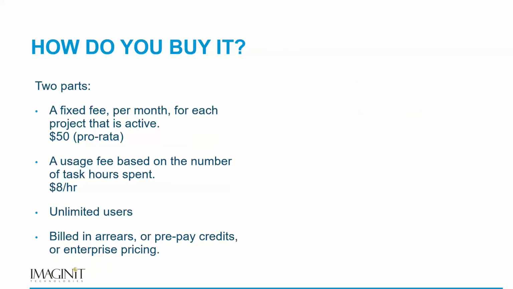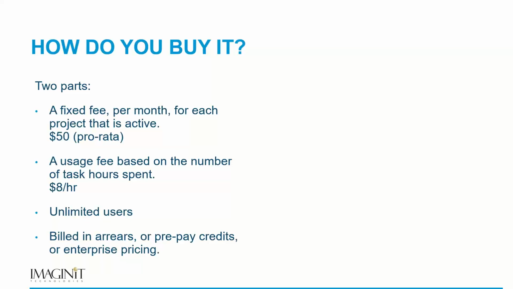So, if it's not upfront software, how do you buy it? How do you buy Clarity in the cloud? This is something that may change. We're still experimenting with the pricing, but right now, the way that it would work is that you pay a fixed fee per month for every project that you have active. And that covers your basic usage of Clarity as well as support and everything else. And then there's an additional usage fee based on the number of task hours spent.